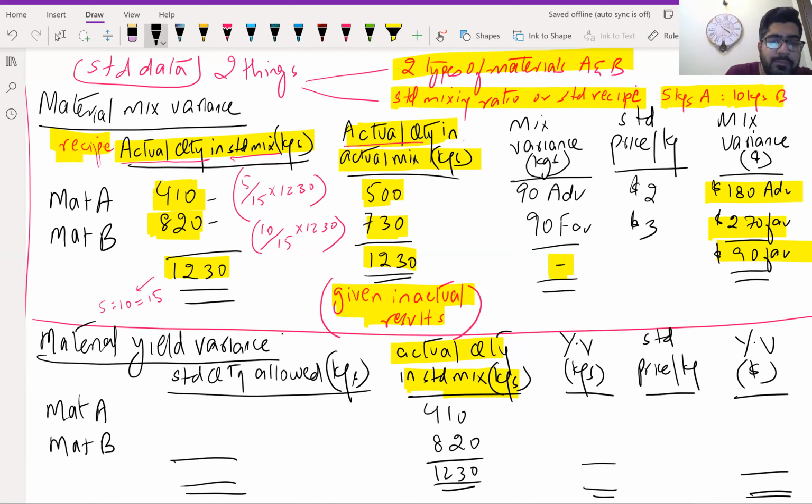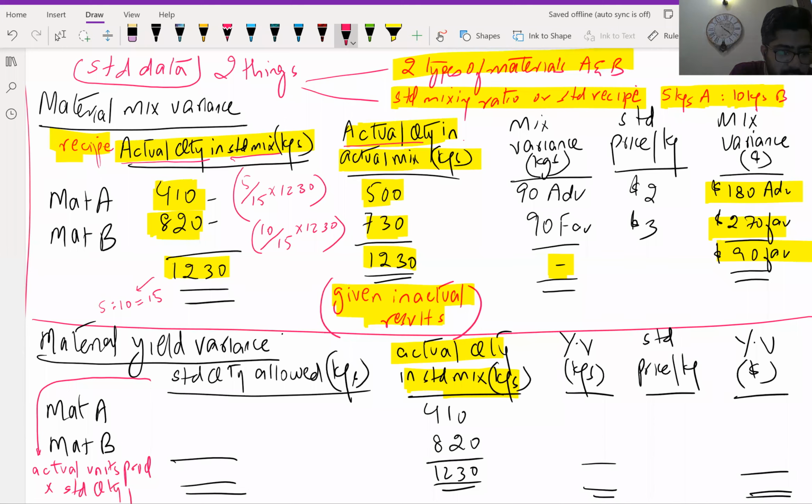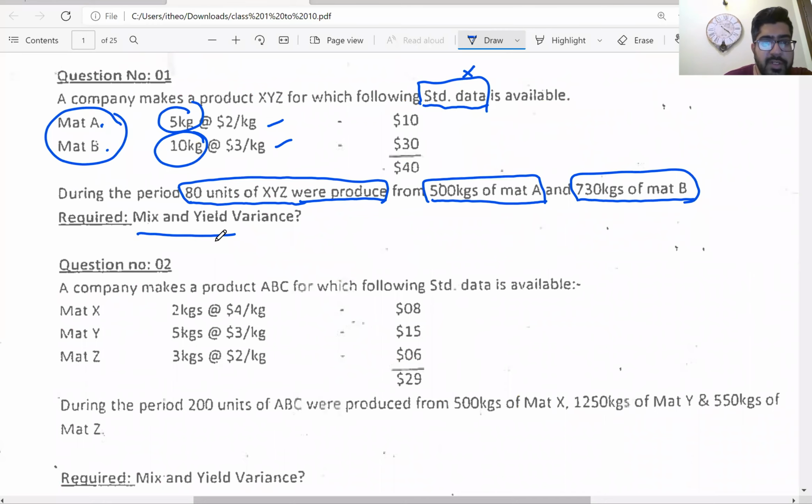I have told you a formula for standard quantity allowed. Remember? Actual units produced into standard quantity per unit. So for standard quantity allowed, you can calculate it. Actual units produced. Go to the question. How many units are produced? See, 80 units were produced. So actual units produced are 80.